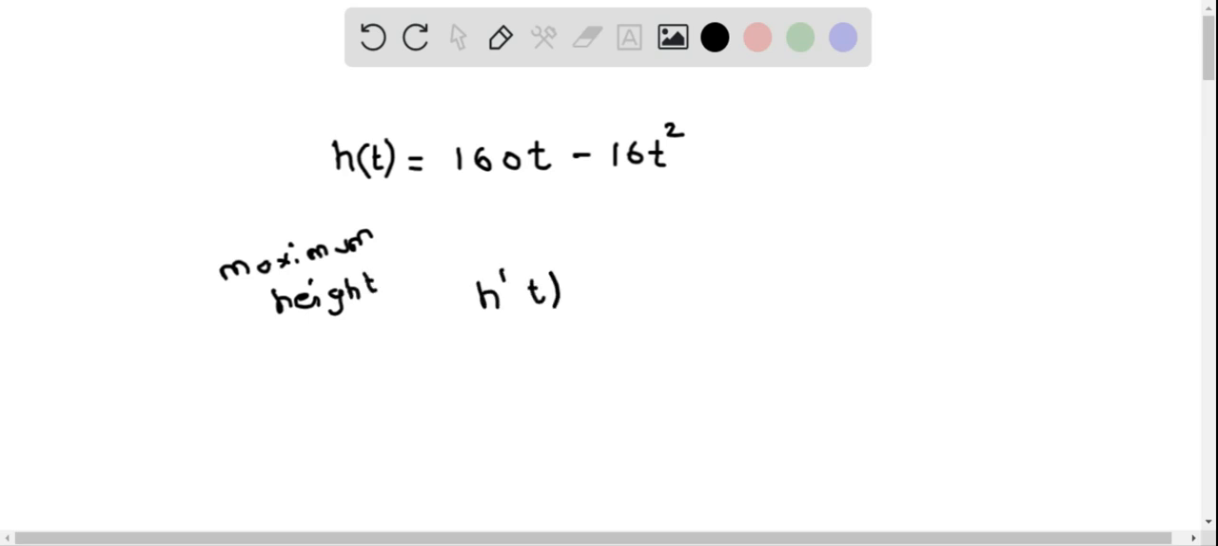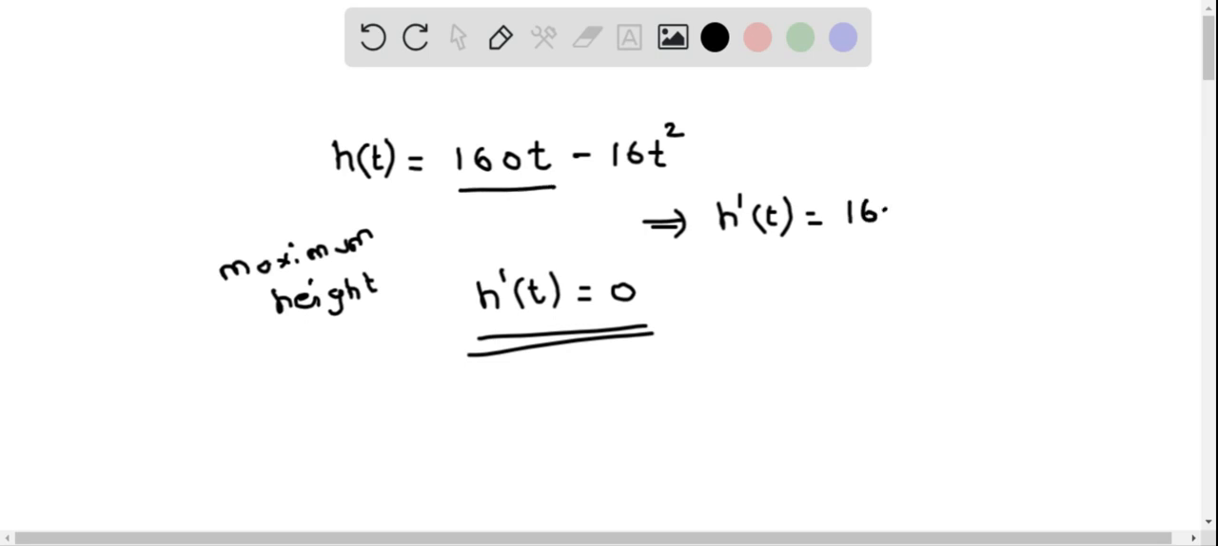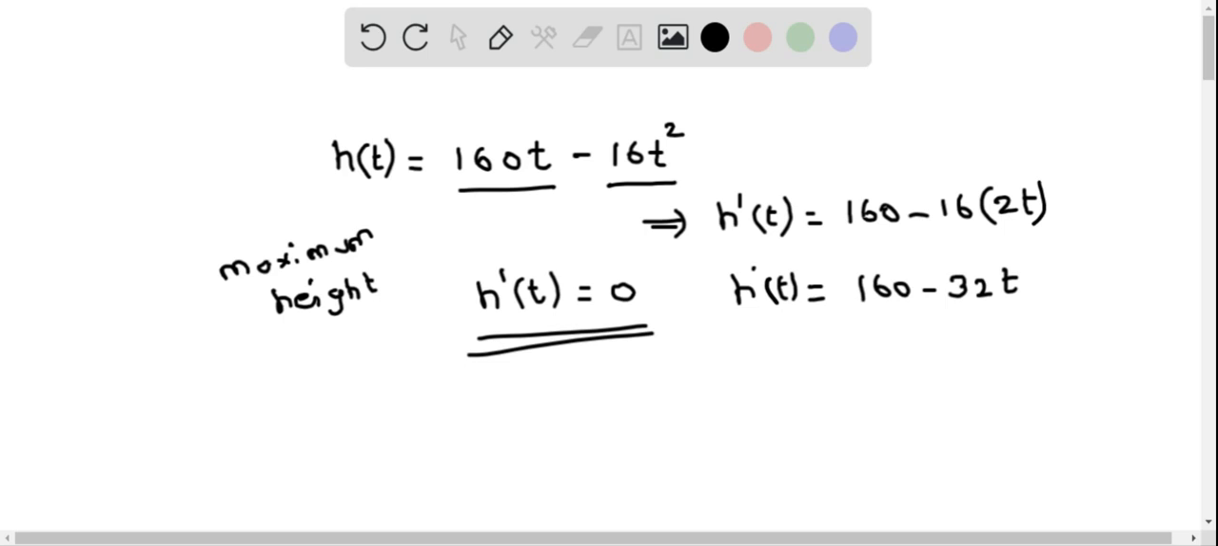So first we have to determine the critical point. The critical point is obtained by solving the equation h prime of t equals 0. That is, the first derivative equals 0, and we solve for t. So let's find the first derivative of this height function. h prime of t equals the derivative of 160t, which is 160, minus 16 times the derivative of t squared, which is 2t. And so this equals 160 minus 32t. This is the first derivative of the height function.